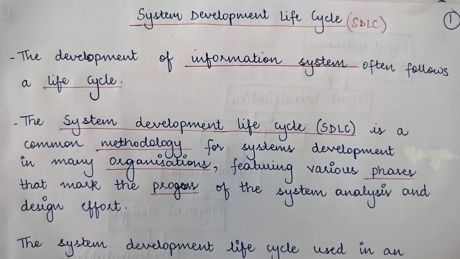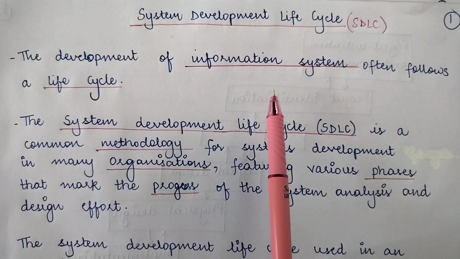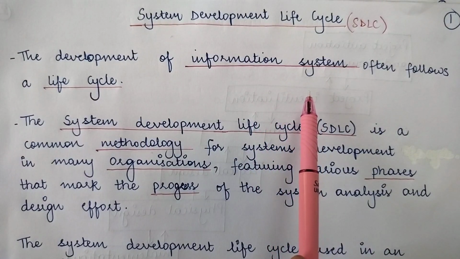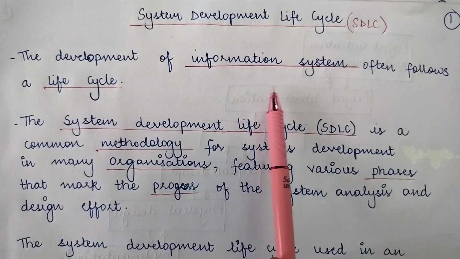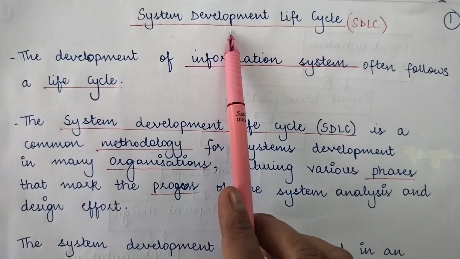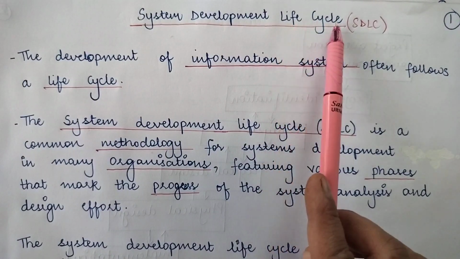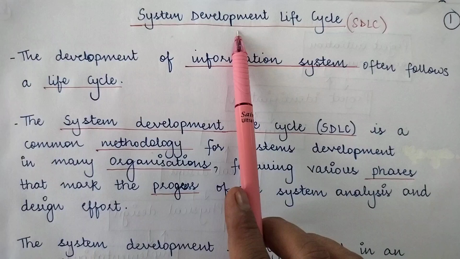So, basically the system development life cycle that we are talking about is the life cycle of an information system. That means, what are the various stages from the starting to the end till we finally get the information system. All those phases in which an information system is developed are known as system development life cycle, which is basically depicting the life cycle of system development.